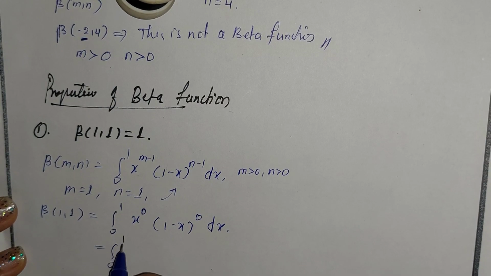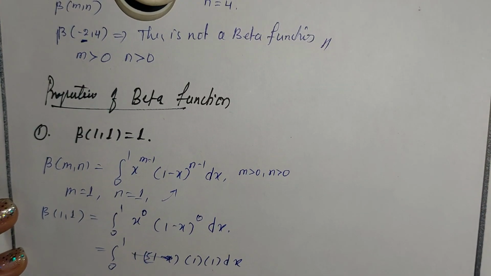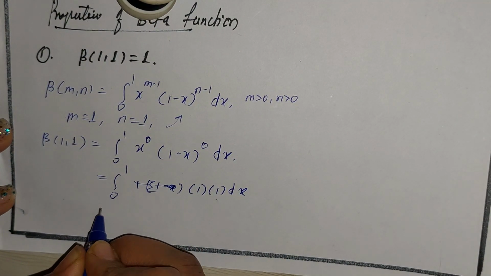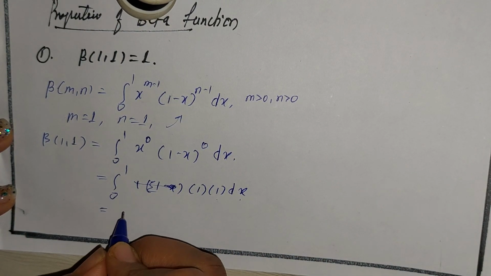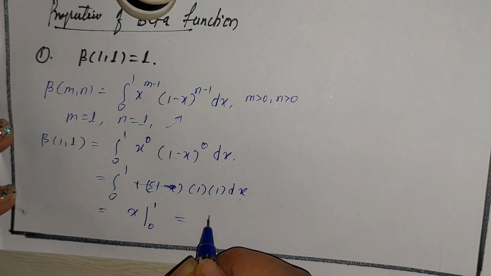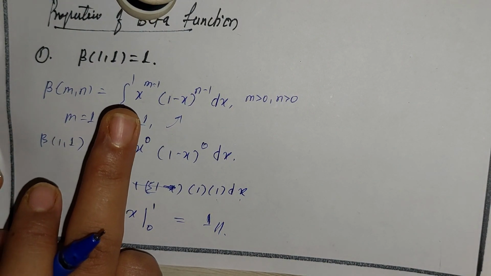Integration of x raised to 0, something raised to 0 is 1, and 1 minus x raised to 0 is also 1. Something raised to 0 is always 1. So this is 1 and this is also 1, dx. We know that the integration of a constant function is nothing but that respective function. Therefore x with the limit 0 to 1 is equal to 1. Hence proved, beta of 1 comma 1 is equal to 1.